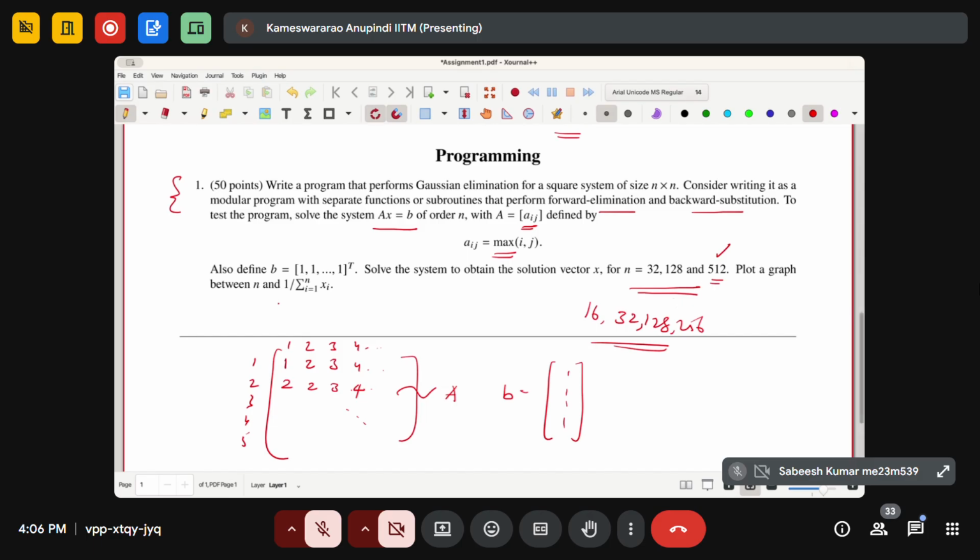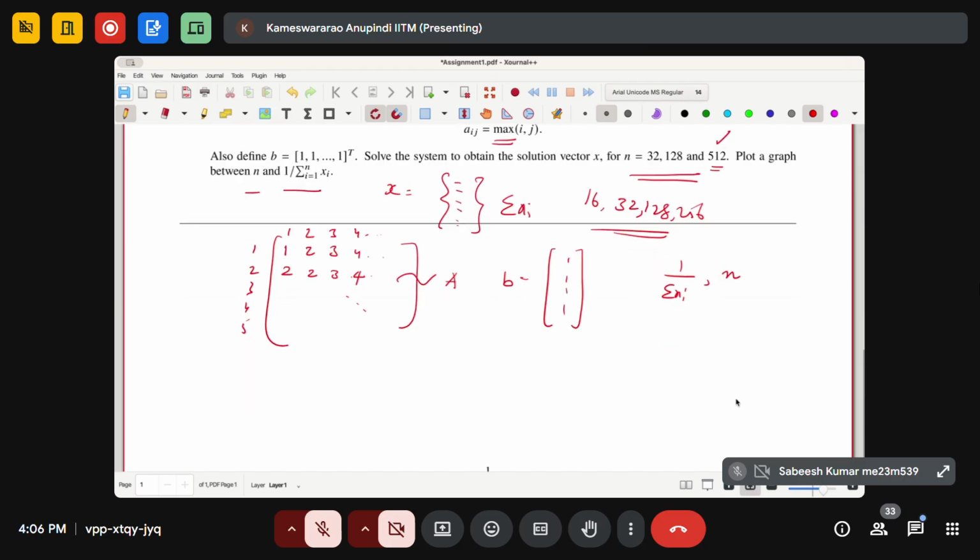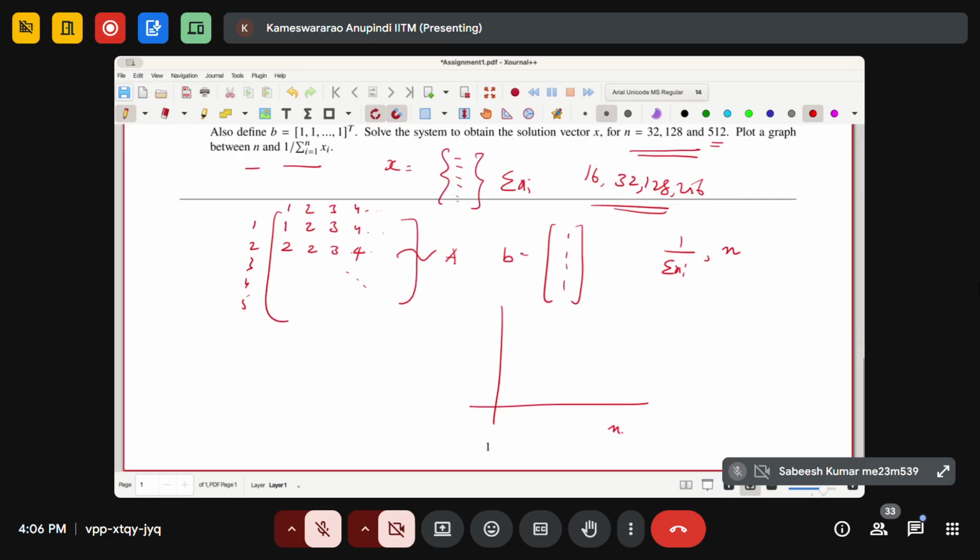Then I ask you to plot a graph between n and 1 divided by sigma xi. That means you are going to get the solution vector x. Sum all these component values. That is your sigma xi, i equals 1 to n. Then you plot 1 by sigma xi versus n. So on the x-axis, you plot the n value, equal to 16, 32, 128, whatever. And on the y-axis, you plot 1 by sigma xi. So that's going to give you some graph. That's what I ask you to plot.